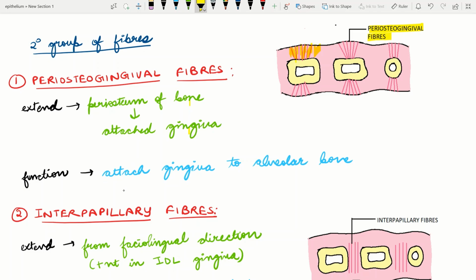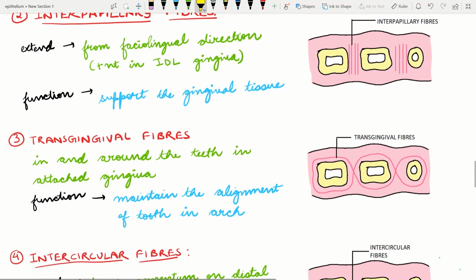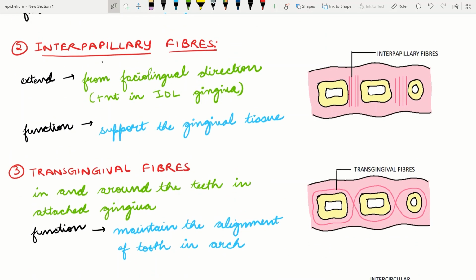They attach gingiva to the alveolar bone. The gingiva is attached to the alveolar bone by means of these fibers. That is your periosteogingival fibers. Now the second group of fibers is the interpapillary fibers. Here you see these fibers that I have marked with the yellow highlighter.